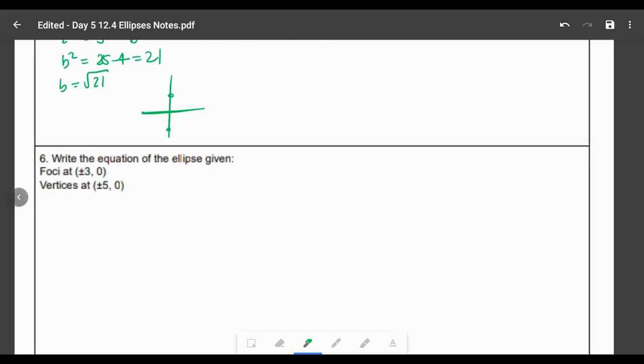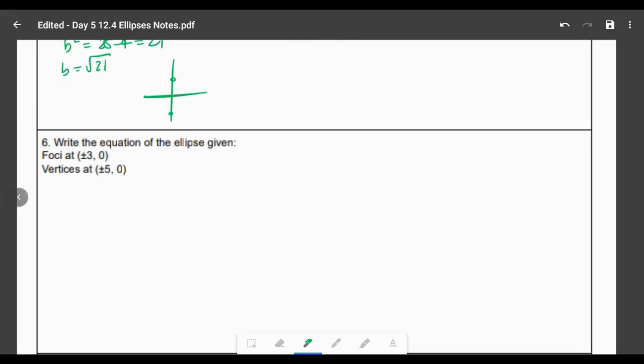All right, problem number 6, they give us focal points, so those are at 3, 0 and negative 3, 0, and the vertices are at 5, 0 and negative 5, 0. So I know that underneath my x squared, that should be my a squared. All right, so I know that the center has to be at 0, 0.